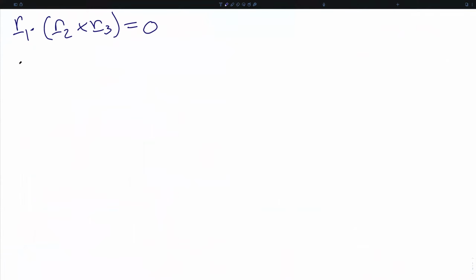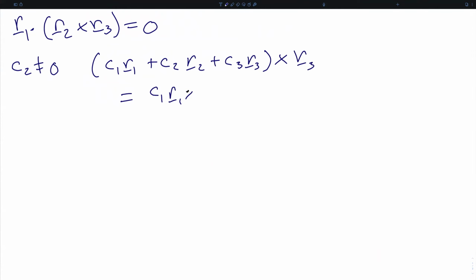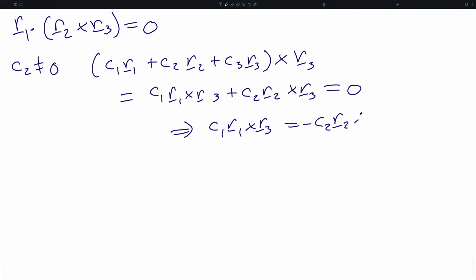If we now assume that C2 is non-zero, we can write that our linear combination, which equals 0, crossed with R3, leaves only the terms R1 crossed with R3, scaled by C1, and R2 crossed with R3, scaled by C2, and this equals 0. And the R3 cross R3 term is itself 0. If we rewrite this, we get C1 times the cross product of R1 with R3 is equal to negative C2 times the cross product of R2 with R3.